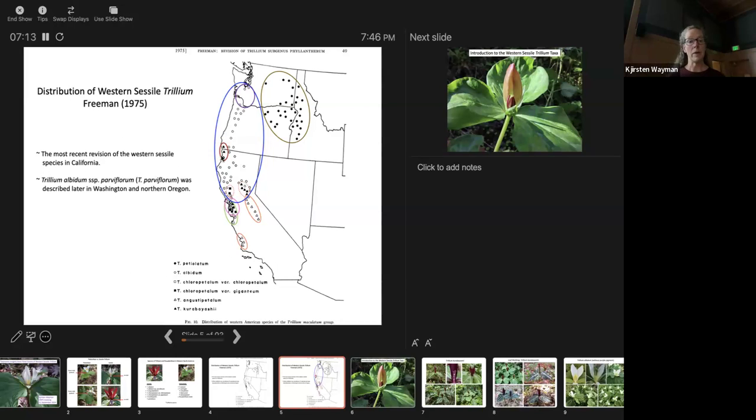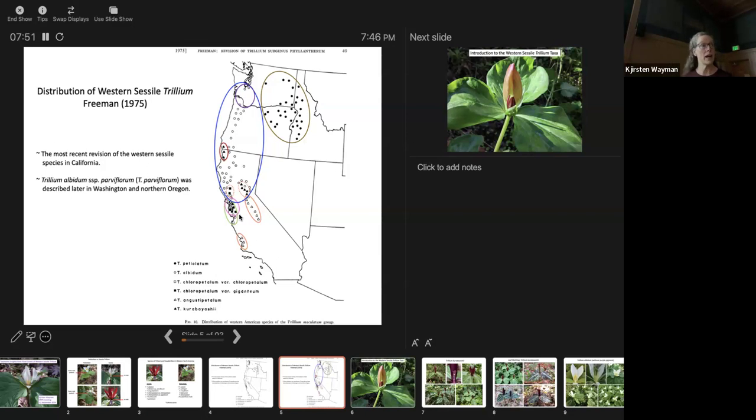You might know Trillium kurobayashii, which occurs here in northwestern California and also in southwestern Oregon, so this small area here. Freeman also indicated that these plants over here in the Sierra Nevada might also be Trillium kurobayashii, although my feeling is that they're just an extension of Trillium angustipetalum. So Trillium angustipetalum occurs here in the Sierra Nevada foothills and also down here along the coast of San Luis Obispo County.